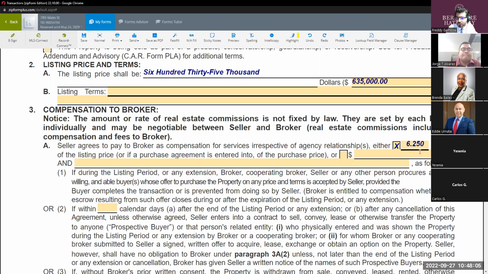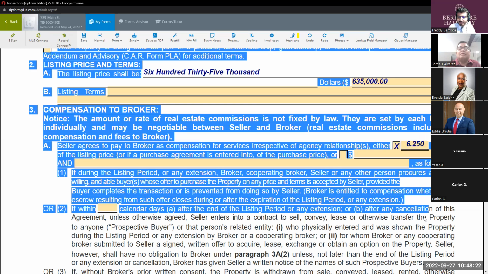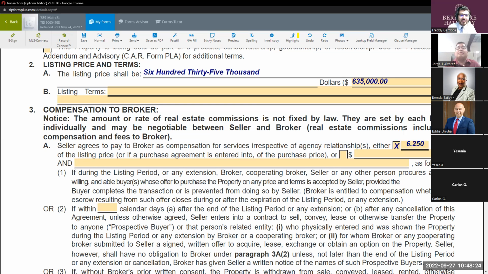Or you could do maybe 6, what? What's less than 0.25? 0.25, I believe. Right, that's right. So in case they ask you, why are you charging me 6.25? Well, that's my commission. That's it. You don't have to give an explanation why.